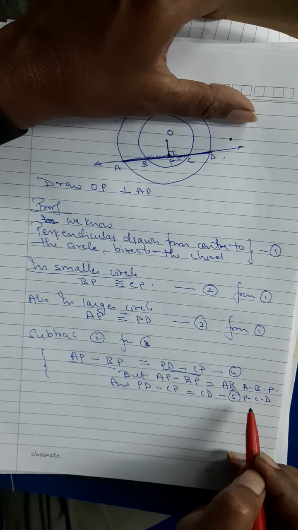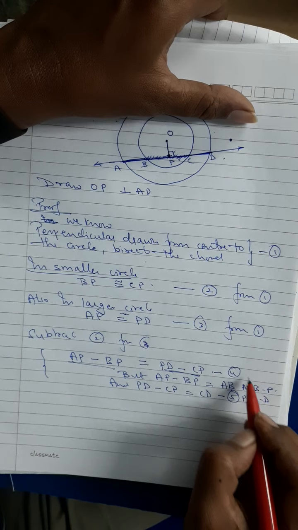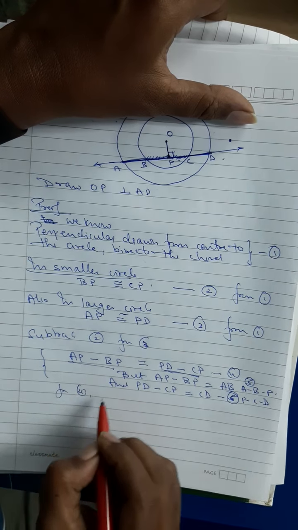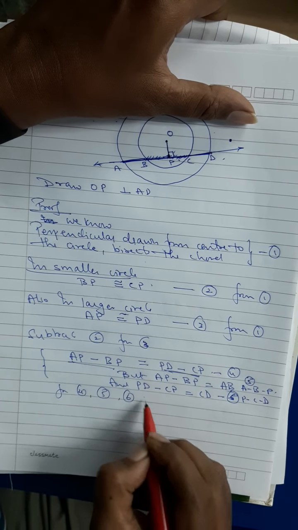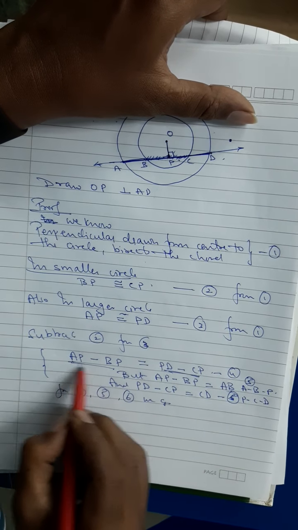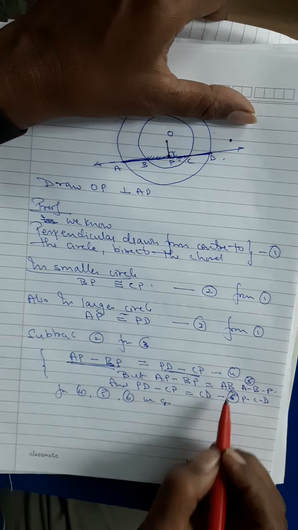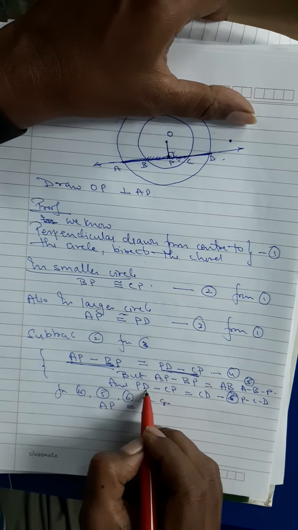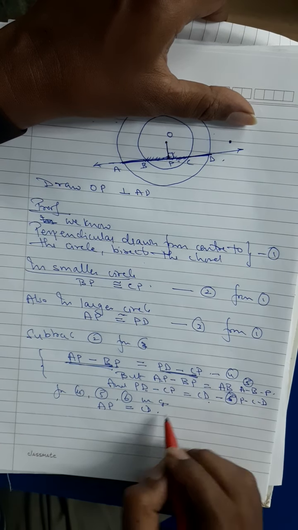And from 4, 5 and 6, from 4, 5, 6, we get what? In place of AP minus BP, what will I write? AB. In place of PD minus CP, what will I write? CD. And that is what we have to prove.